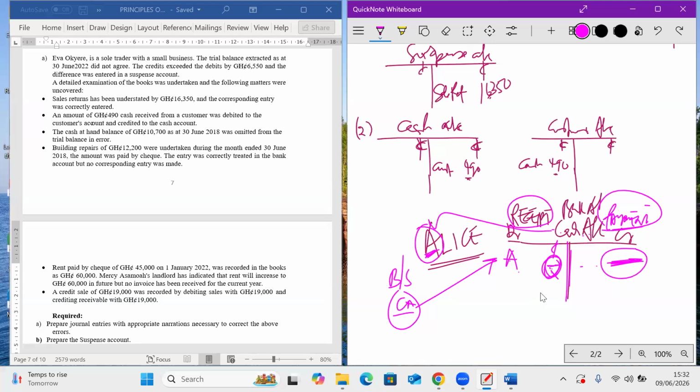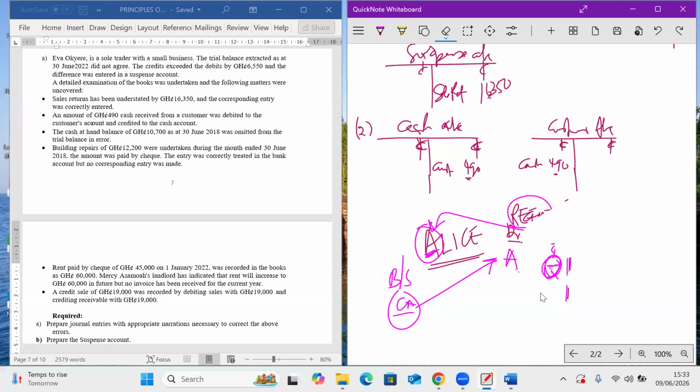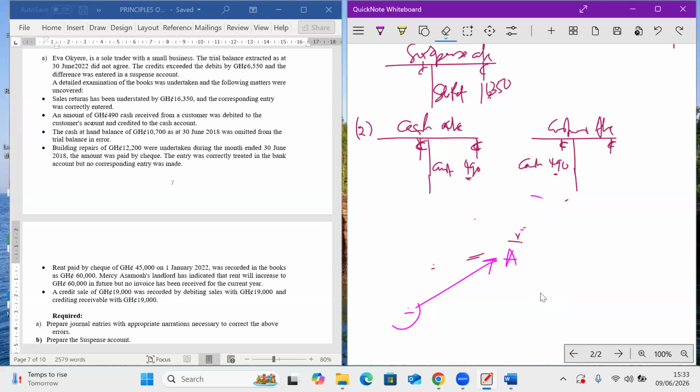So cash is an asset. It has a debit balance. So when we are receiving, it's an asset. When we are paying, it goes to the credit side. Are we good? Yes. Now go to the question and tell me what we should do. Go read the transaction. Quick, quick, quick.